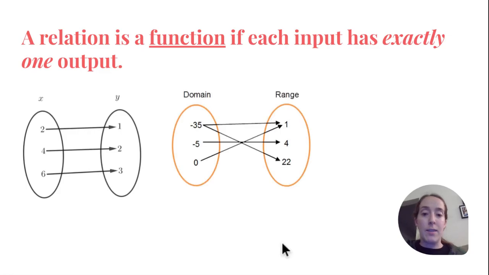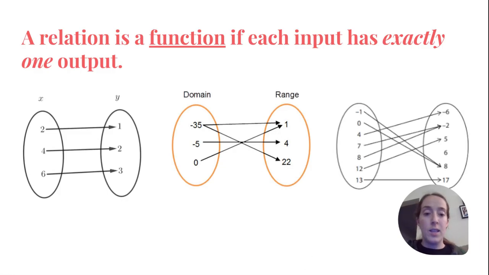In this mapping diagram, we can see that the input -35 is paired with two different numbers in the output oval, so this is not a function. And in this diagram, each number in the domain has exactly one arrow pairing it with something in the range, so that is a function. It's okay that two numbers in the domain are paired with the same number in the range.